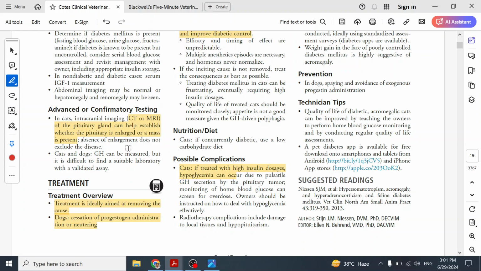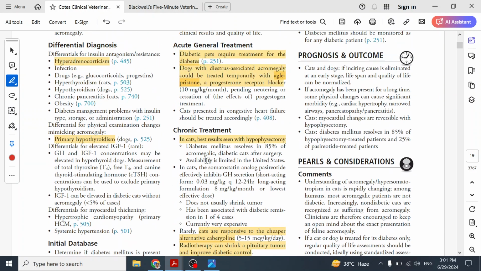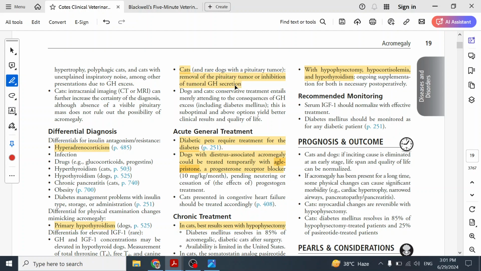Confirmatory testing is a CT scan or MRI of the pituitary gland to see if there is an adenoma or some tumor present in the pituitary gland, which confirms acromegaly or the production of growth hormone. Treatment includes removing the cause. So in dogs we stop the progesterone administration or go for neutering. In cats we go for pituitary tumor removal or inhibition of tumor GH secretion.